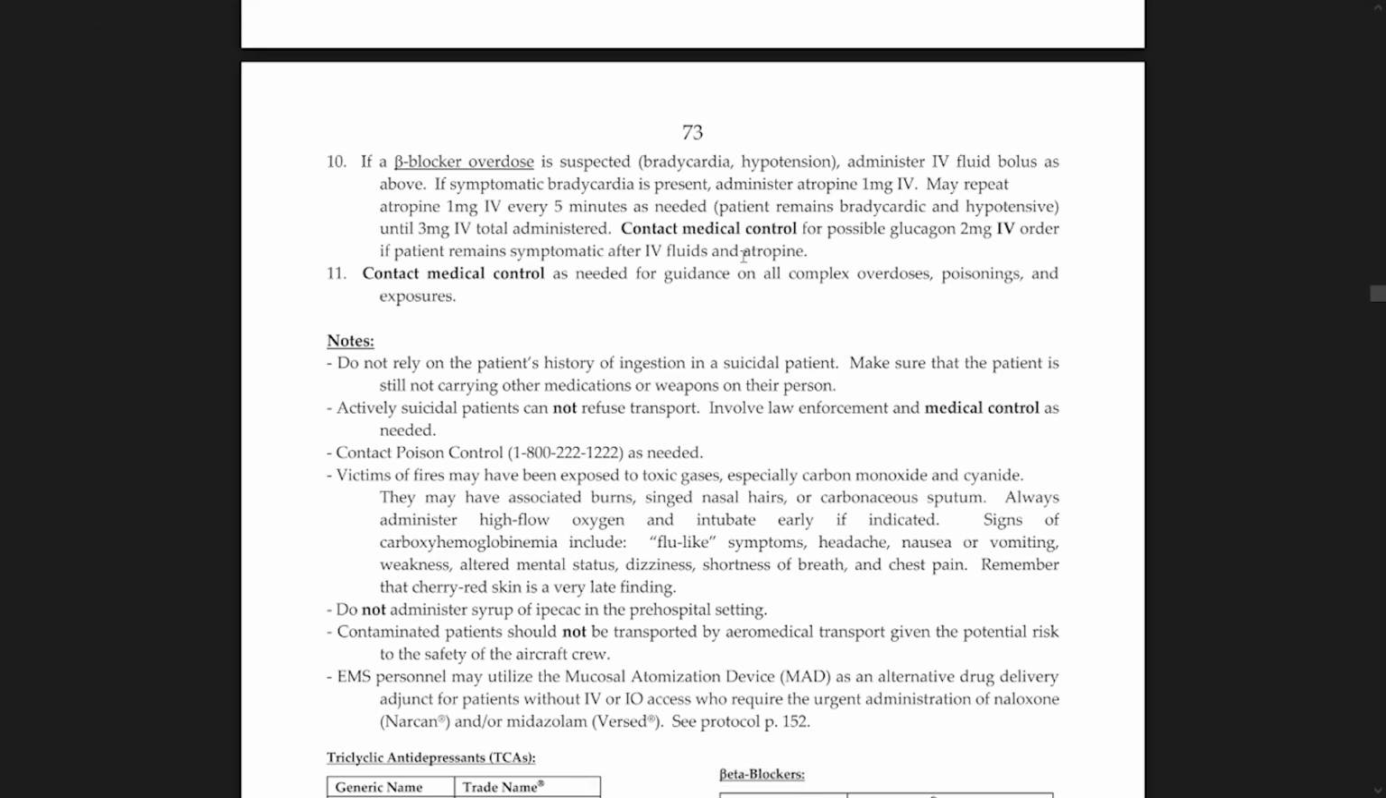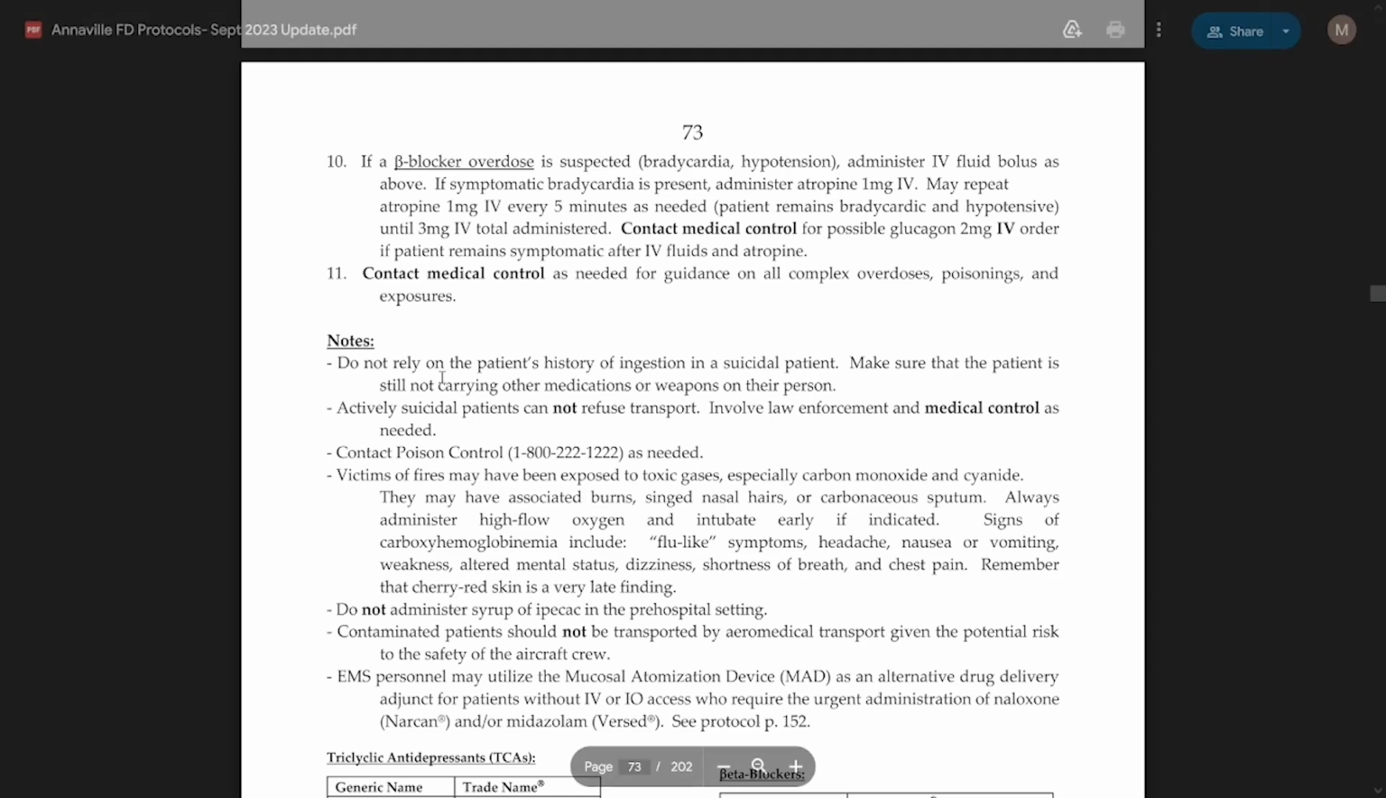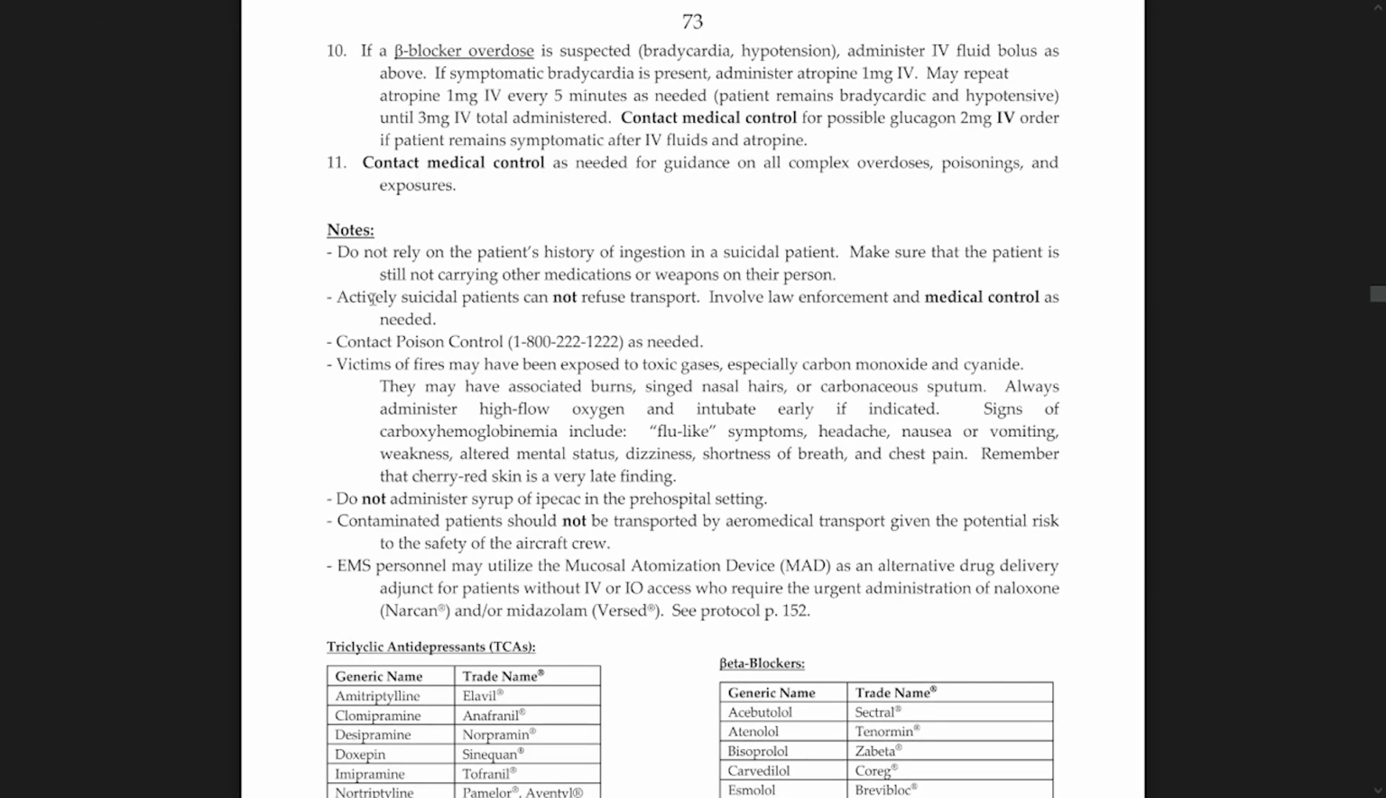Notes: do not rely on the patient's history of ingestion for a patient that's trying to hurt themselves. Make sure that the patient is not carrying other medications or weapons on their person. Actively suicidal patients that want to hurt themselves cannot refuse transport. Involve law enforcement and medical control as needed. Contact poison control as needed.